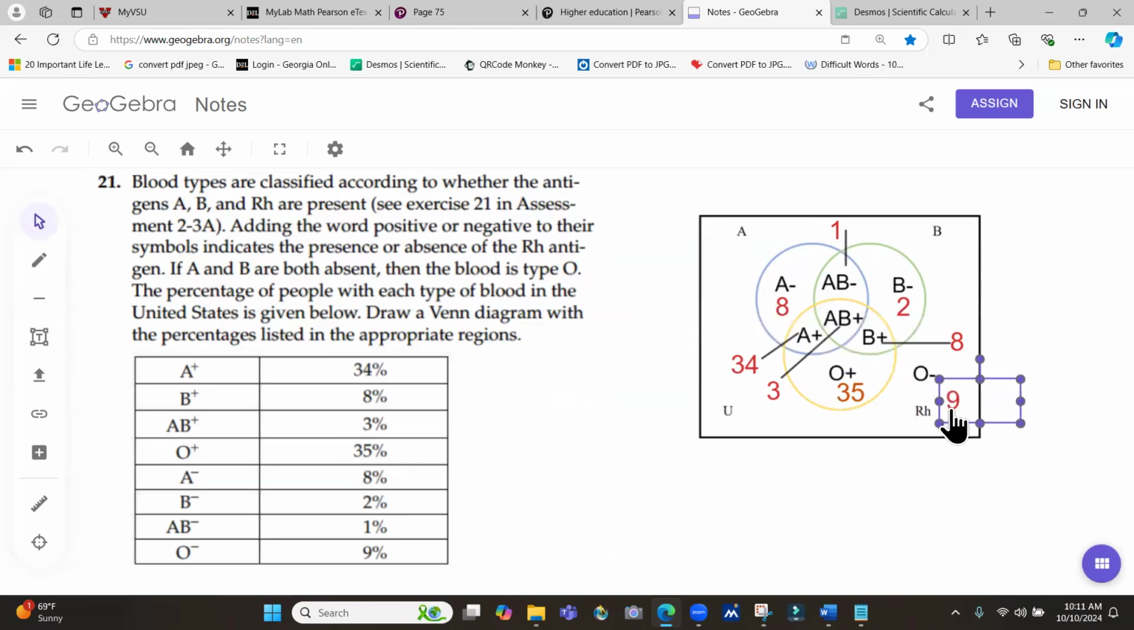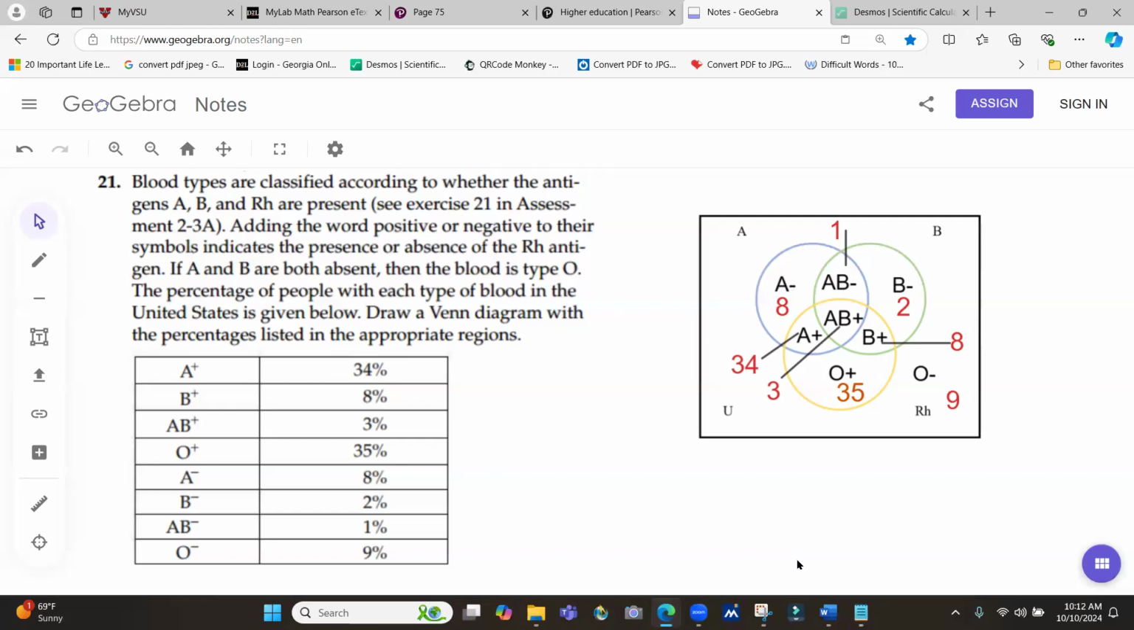O minus is 9. I have it all. So the main part of this problem is about how to label the Venn diagrams and how to use Venn diagrams to classify blood groups. And that's how it's done. It's a very nice example of how math plays a role in so many fields like medicine, biology, chemistry.